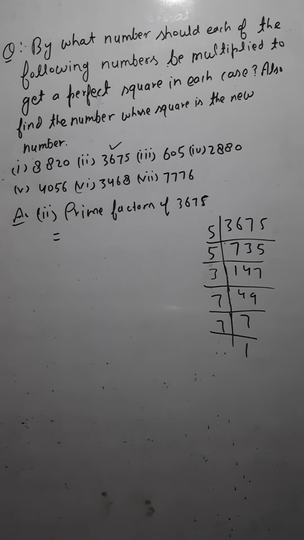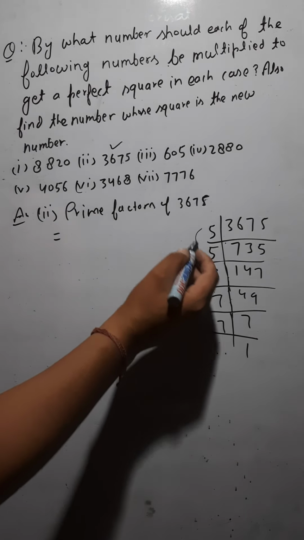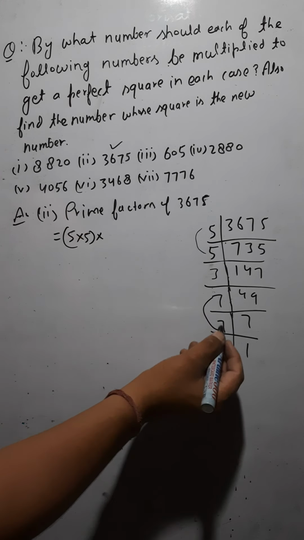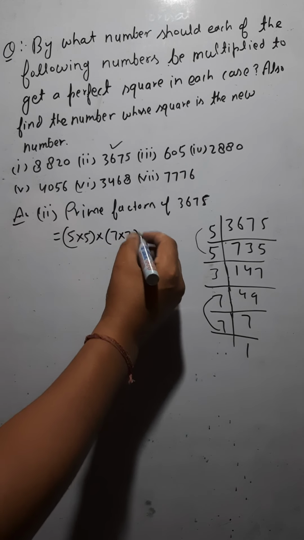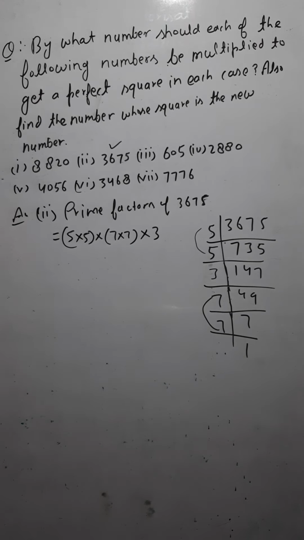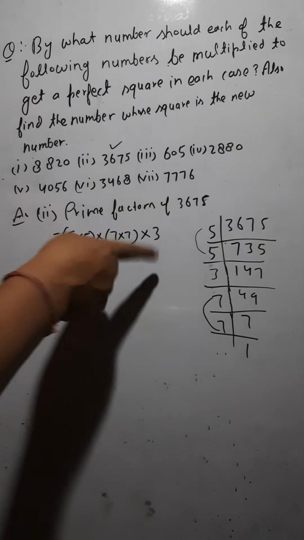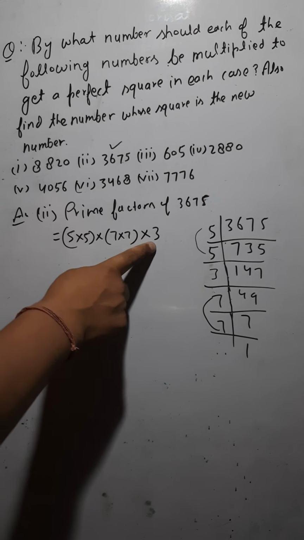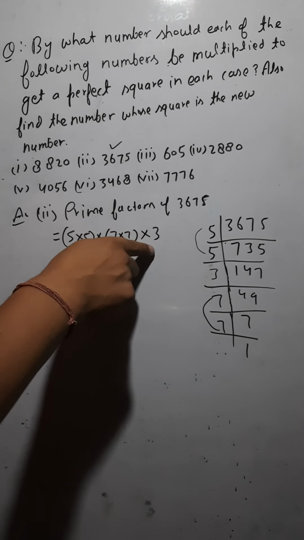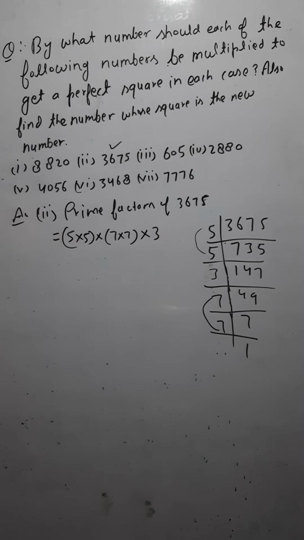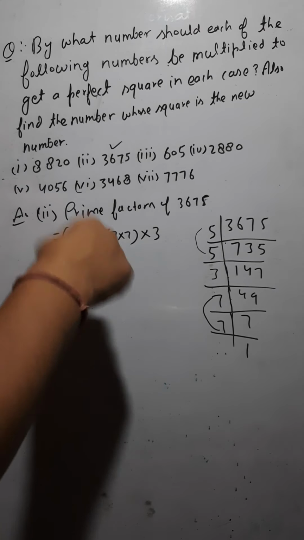Now if you try to make the pairs first, you have the pair of 5, so write it together. Then you have the pair of 7 also, so write it also together. Then you have only 3, which is not having its pair. So it means you need one more 3. Yes or not? If you multiply the given number by 3, then the given number would be a perfect square, because 3 is not having its pair.